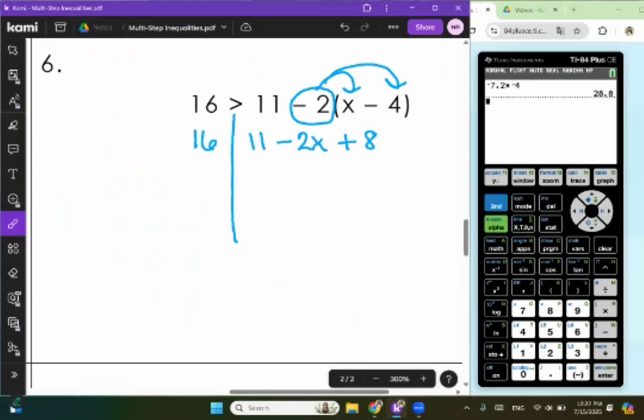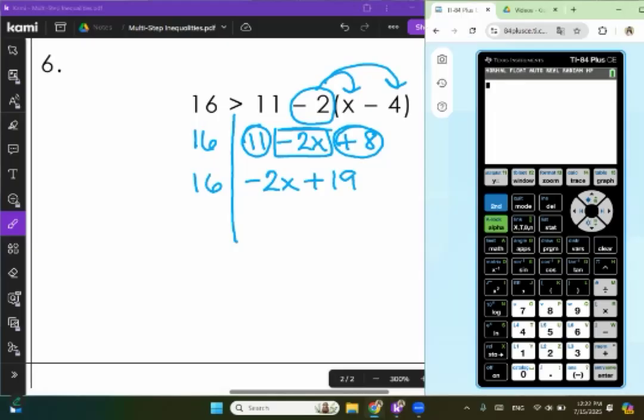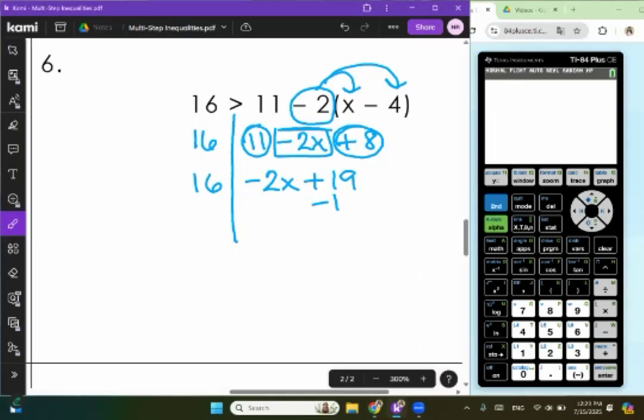We do have too many terms on one side. If you have more than 2 terms on one side, that's too many. So go for your shapes. Negative 2x is the only box, but 11 plus 8, 19. Hopefully you knew that without having to type that in the calculator, but if you don't know that, then no shame in your game. Go ahead and type that in. I'm going to subtract the 19. 16 minus 19, negative 3. Bring down negative 2x. 19's cancel out.